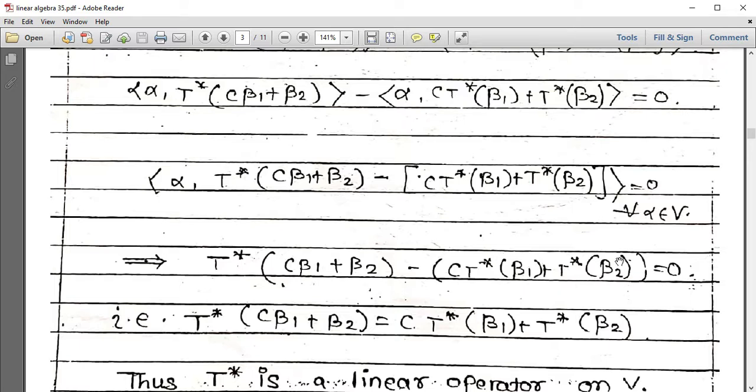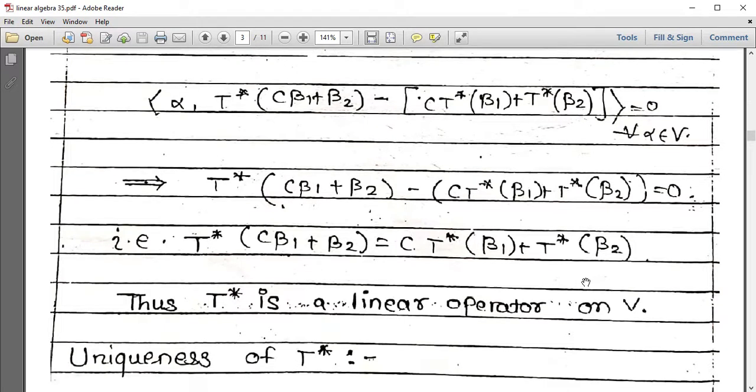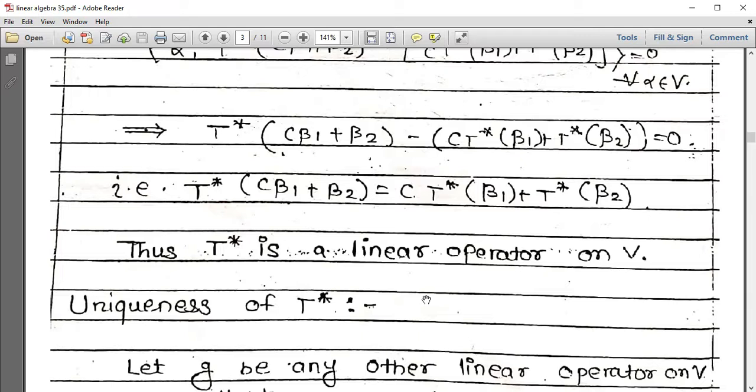Taking this term to the right side, we get T star of C beta 1 plus beta 2, which is equal to C into T star of beta 1 plus T star of beta 2. Thus, the T star is a linear operator on V. We proved that the T star is the linear operator on V. Now, to prove that this is the unique linear operator.